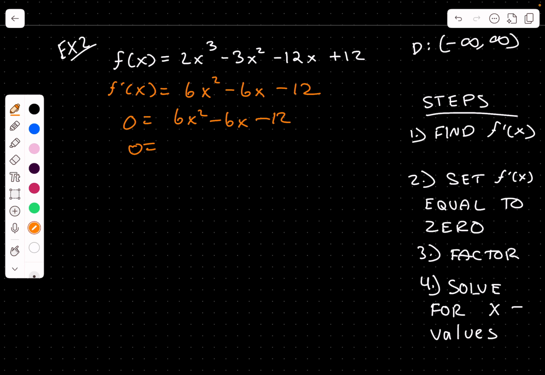So now that I've set it equal to 0, I'm going to pull out the greatest common factor, and in this case, it's going to be 6. And when I pull that out, I'm left with x squared minus x minus 2. After we do that, we're going to factor it once more.